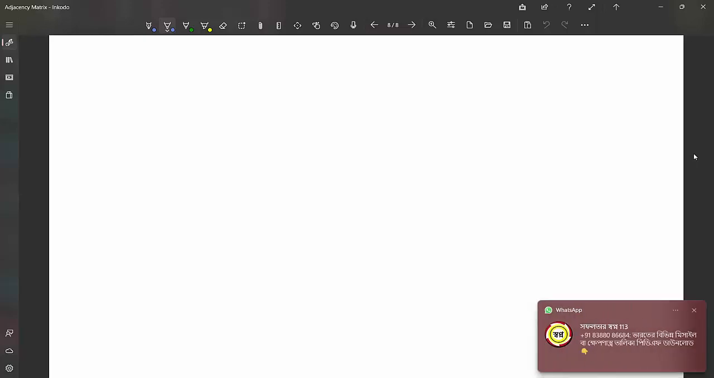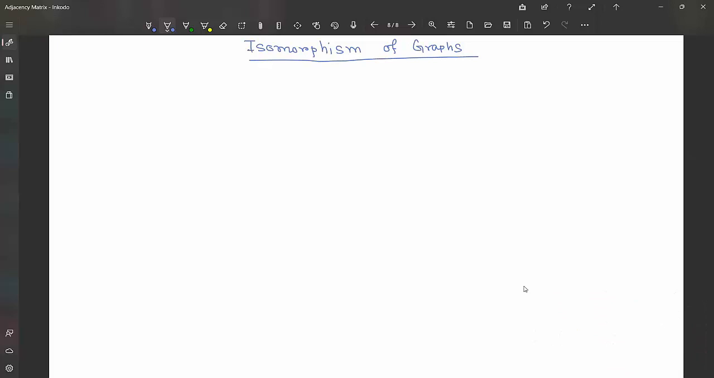So today our topic is isomorphism of graphs, and this is a portion of graph theory. Today we will discuss when we say that two graphs are isomorphic, and what isomorphism actually means between graphs. So suppose G1 and G2, two graphs, are given, then when we say that these two graphs are isomorphic, this is the definition.